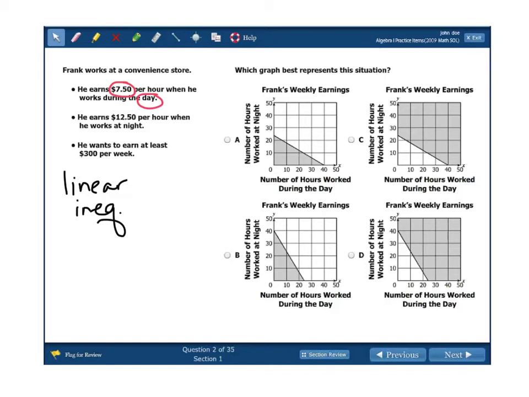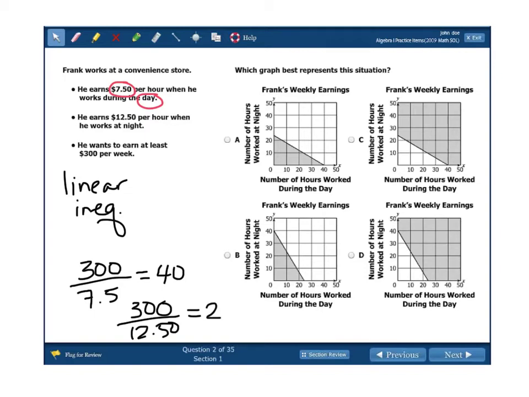Well, if he worked only during the day, how many hours would he have to work to make $300? So 300 divided by 7.5. Well, remember that you do have a calculator at your disposal when you're doing the math. So 300 divided by 7.5 gives me 40. What about 300 divided by the 12.50, which is the amount he makes working at night? 300 divided by 12.50, 24 hours.